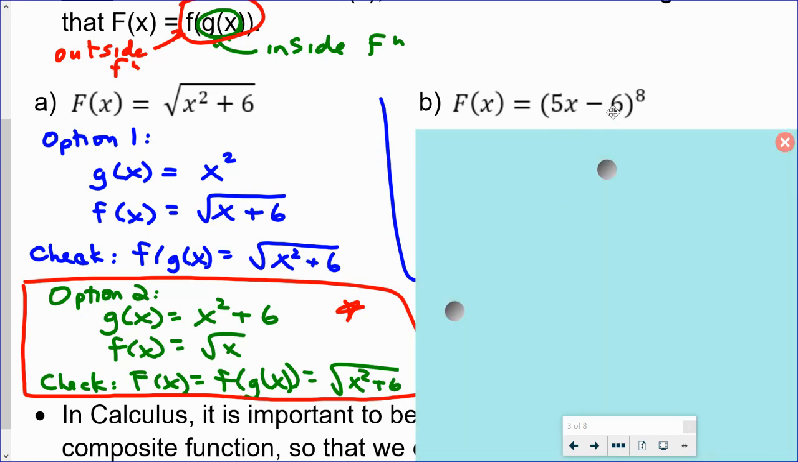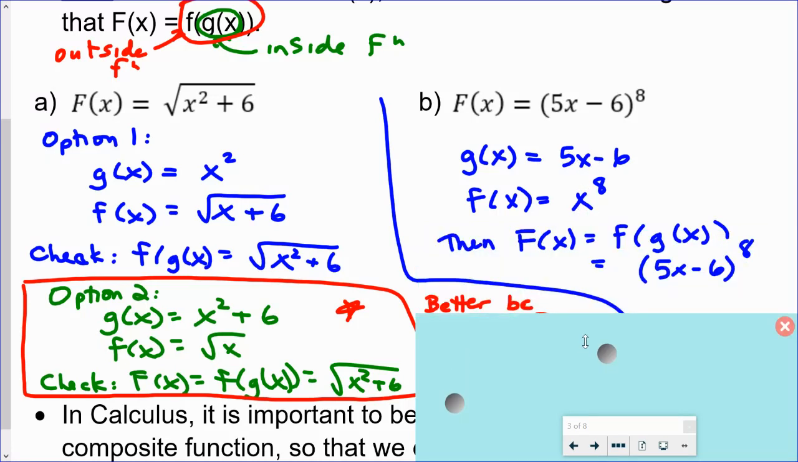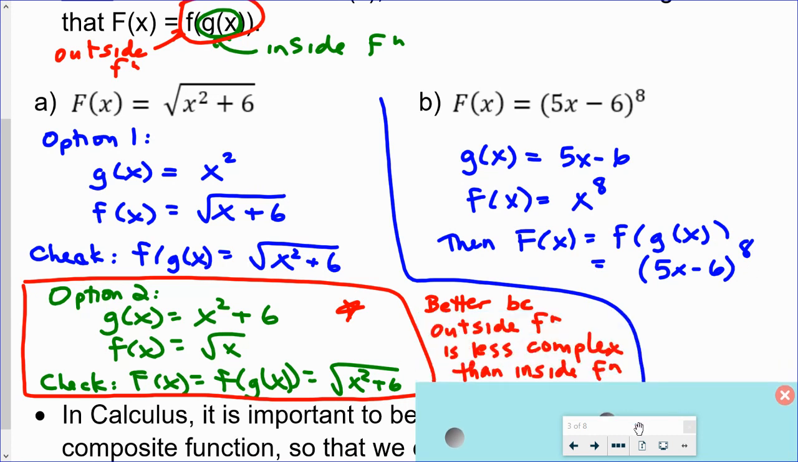Likewise, I could take this function here. I could call the inside part 5x minus 6 and the outside part raising something to the exponent 8. Okay, so I can name them this way, and then if I compose them, if I substitute this function in where I see x, then f of g of x is 5x plus 6 all raised to the exponent 8.